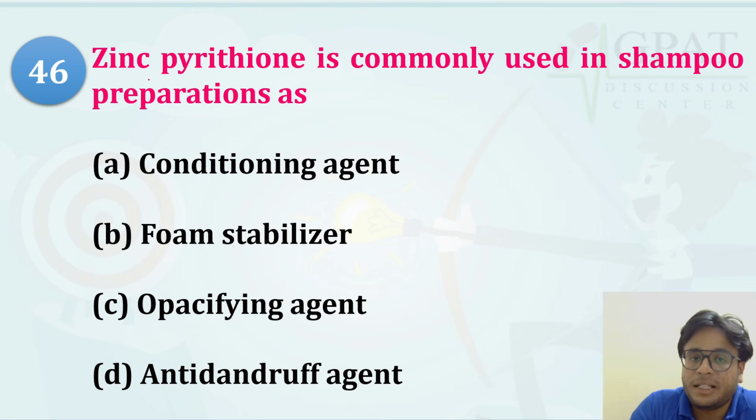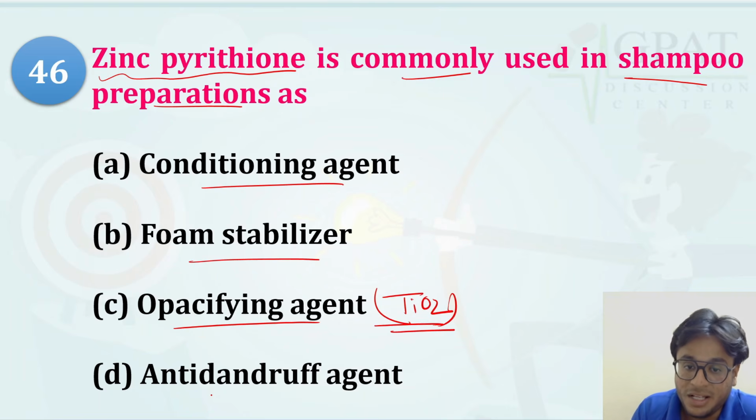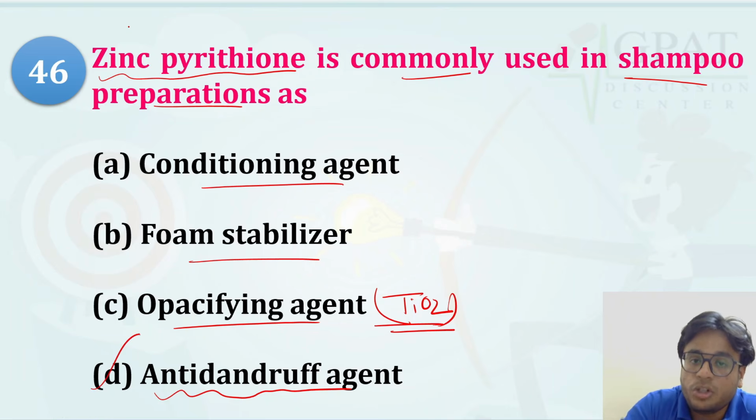Then comes another question. The zinc pyrithione is commonly used in shampoo preparation. Option A is the conditioning agent, option B is the foam stabilizer, option C is the opacifier. The well-known opacifier is titanium dioxide. And the anti-dandruff agent, yes, zinc pyrithione is mainly used as an anti-dandruff agent. So D is going to be the correct option.